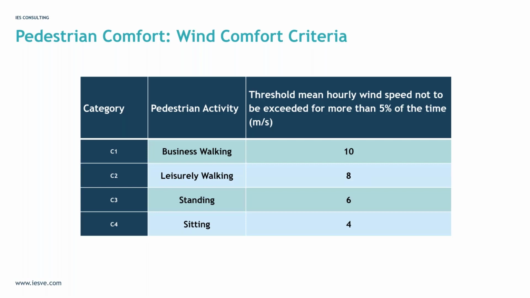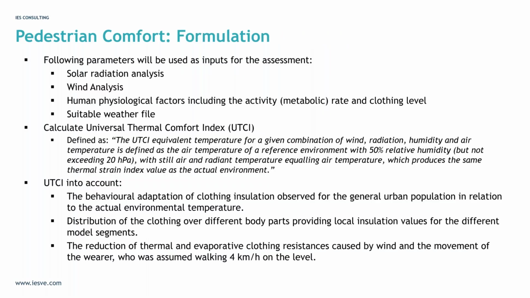Once we've done the solar analysis and we've done the wind analysis, we are then able to combine them together to create the full pedestrian comfort analysis. In this, we take the results from the solar radiation analysis, we take the results from the wind analysis, we include even the human physiological factors like metabolic rate and clothing level, depending on the location. So like I said, if we were looking at a jogging track, we can have an appropriate metabolic rate for that area, appropriate clothing level for that area.